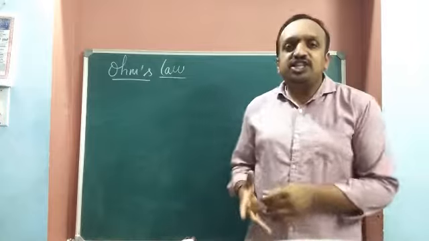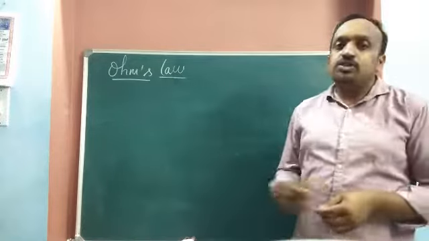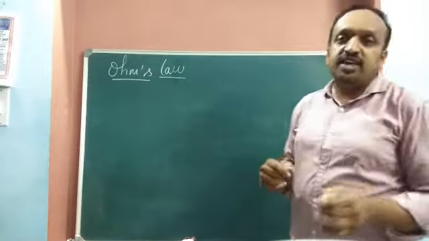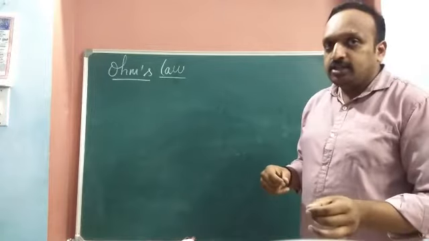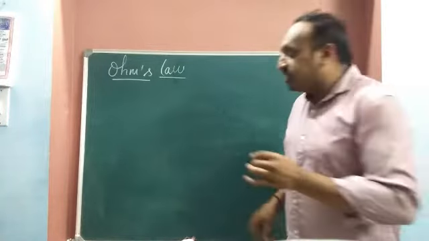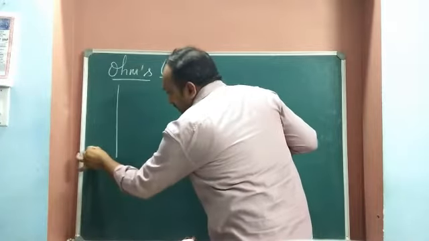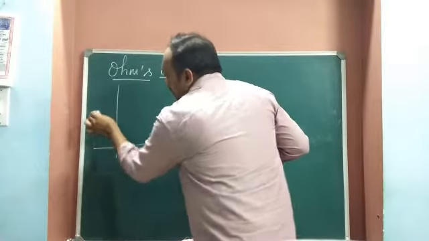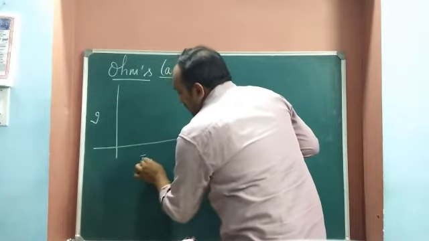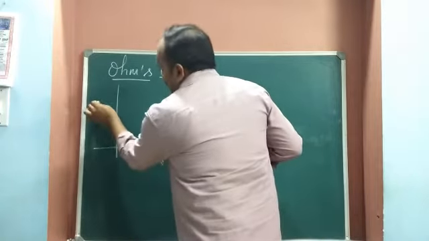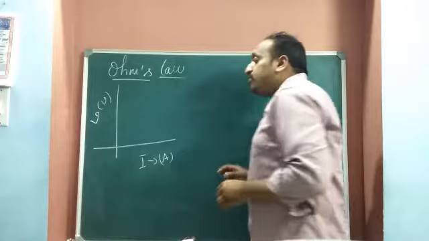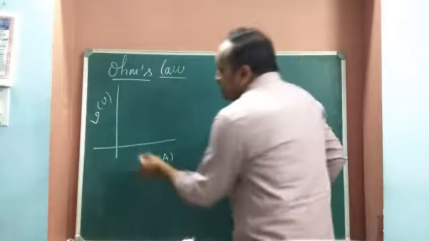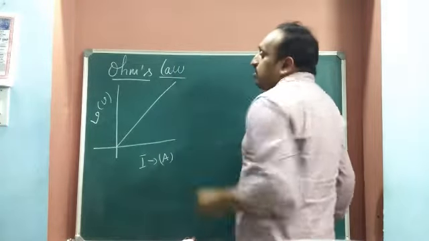Now we are going to study the concept of Ohm's law. So what is this law? This law says the relationship between the voltage and the current. To study this law, I am going to use a graph. A graph of VI means the voltage across the current. So current in ampere and voltage in volts. If I plot a graph of current versus the voltage, I will get a straight line from the origin.